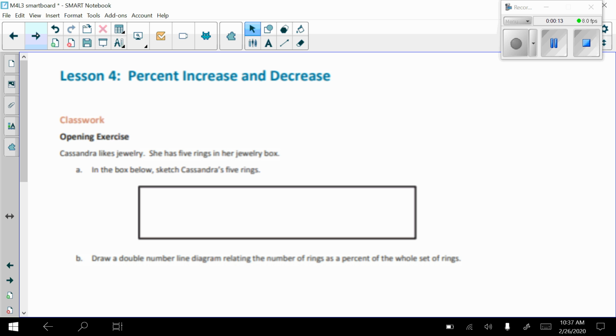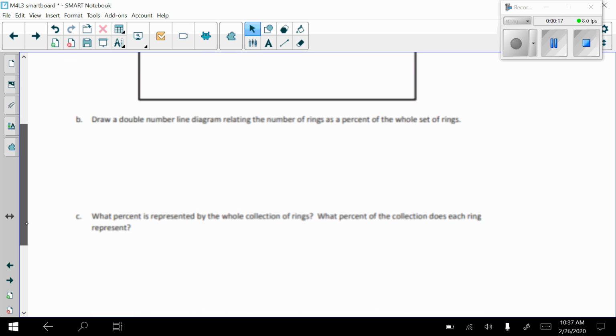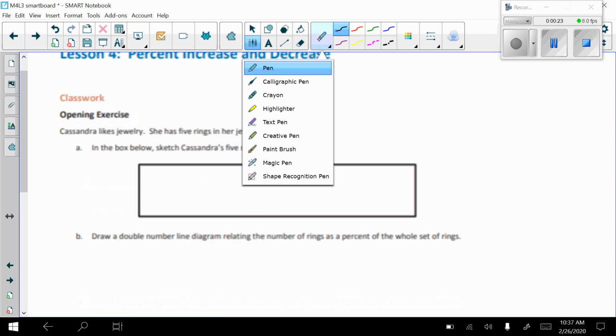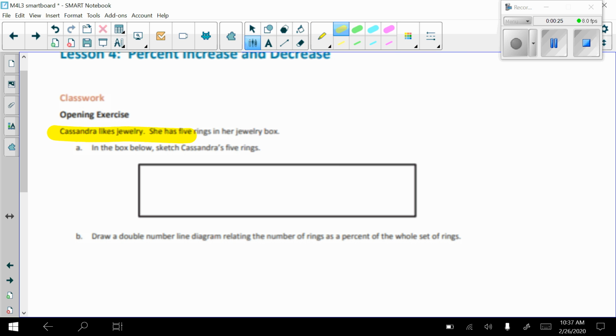So the opening exercise, we're going to kind of fly through this a little bit. Actually, we're going to skip it somewhat. What I want you to notice is that Cassandra likes jewelry, and she currently has 5 rings in her jewelry box.